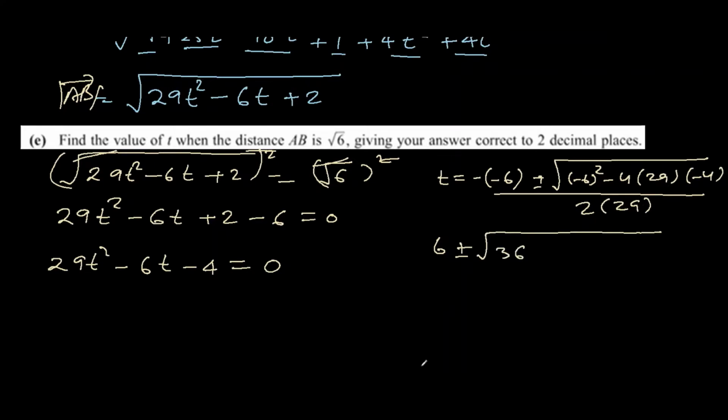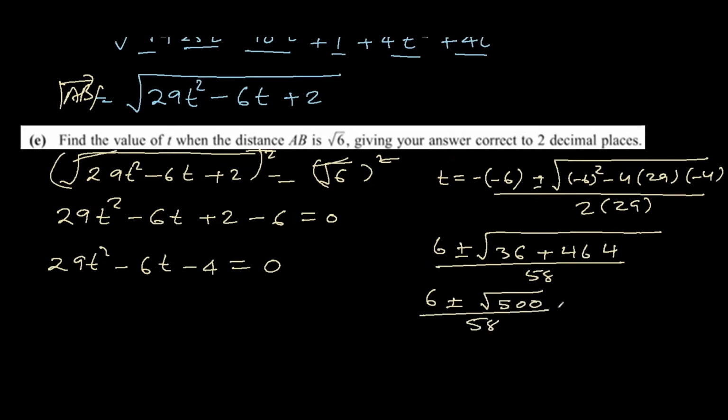36 and 16 times 29 is 464, over 58. So 6 plus minus square root of 500 over 58. So 6 plus minus 10, 100, right? 100 times 5. 10 square root 5 over 58.